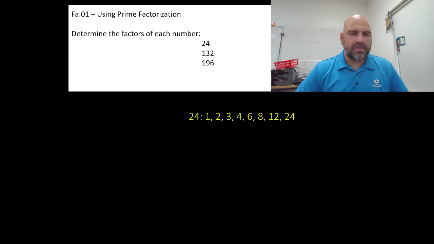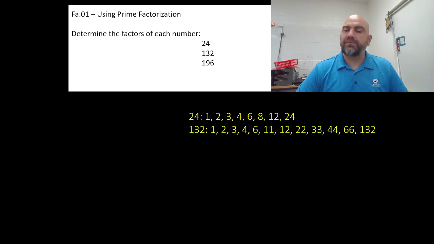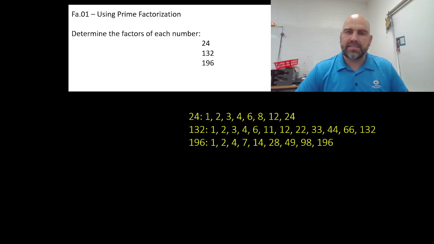132 is a little bit more difficult. It's got a few more factors, but these are the factors of 132, which is the example that we just did on the prime factorization side. And 196, again, is a bigger number, but actually has fewer factors. It's 1, 2, 4, 7, 14, 28, 49, 98, and 196 as the final.